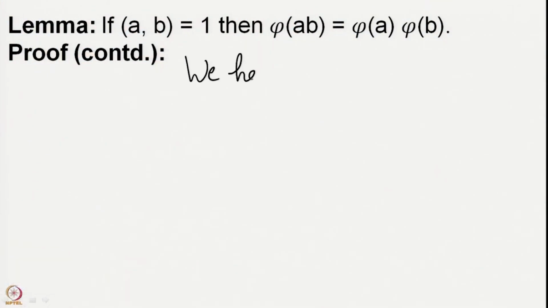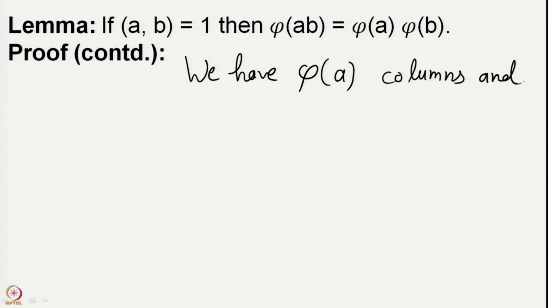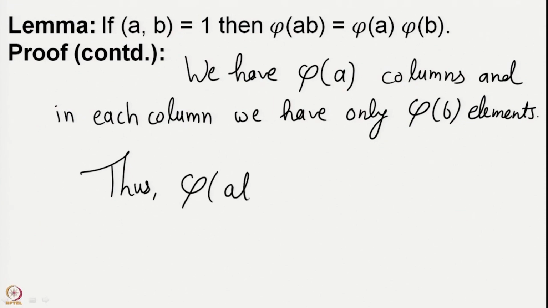So, to summarize, we have phi A columns and in each column we have only phi B elements, because we have removed all the elements which are not co-prime to B. So, we are left with only the elements which are co-prime to B, and that number is phi B, and thus we get that phi AB is phi A into phi B.